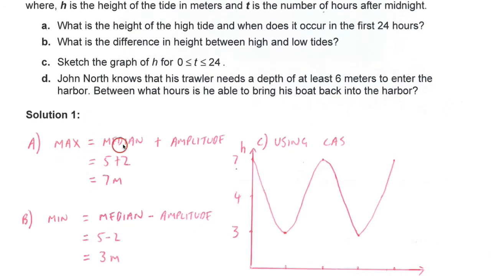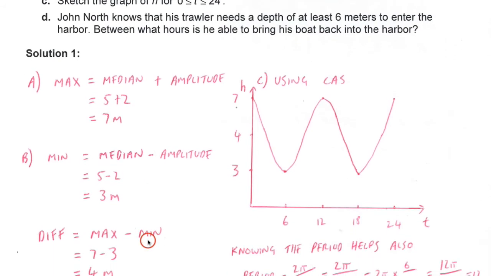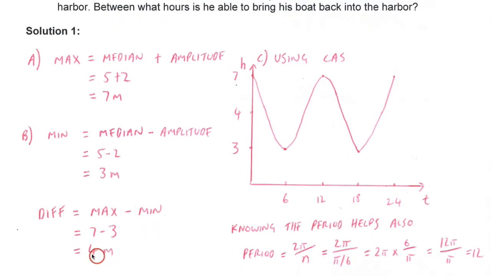So A, our maximum is median plus amplitude, so we end up with 7 metres, and I should have also stated there that this would occur first of all at midnight. B, what is the difference in height between the high and low tides? So the minimum, as I stated before, is simply the median minus the amplitude, so we end up with 3 metres. And the difference there is simply going to be 4 metres, so 7 take away 3.